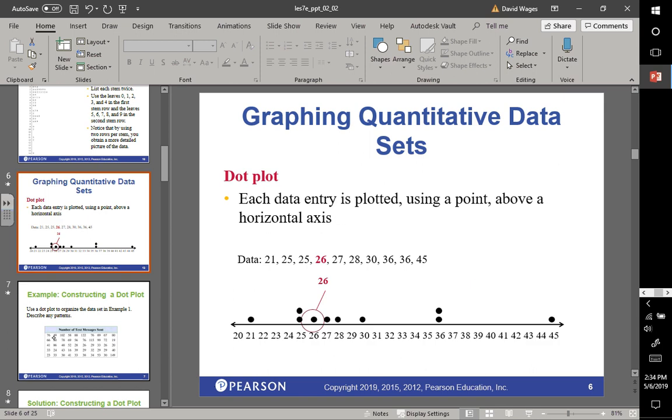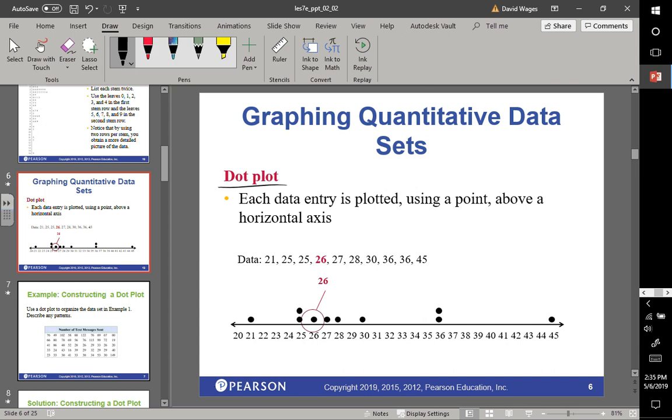Another display that we use for quantitative data is the dot plot. And the dot plot is similar to a histogram. It's another instrument to display frequency distributions. And on a dot plot, there's a dot for every piece of data. Each data entry has a dot.